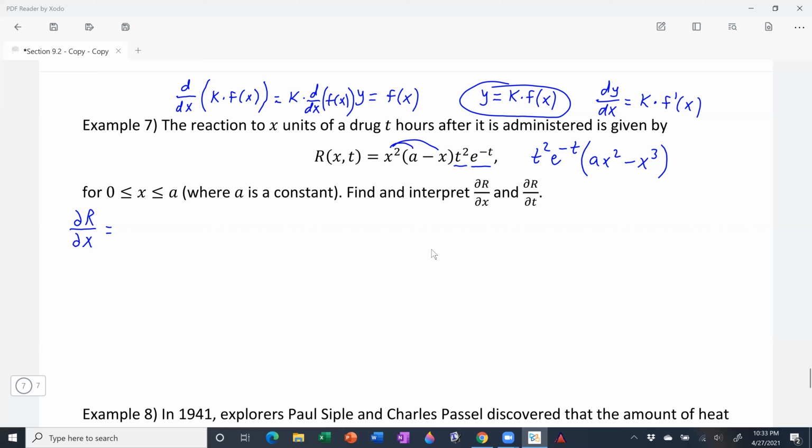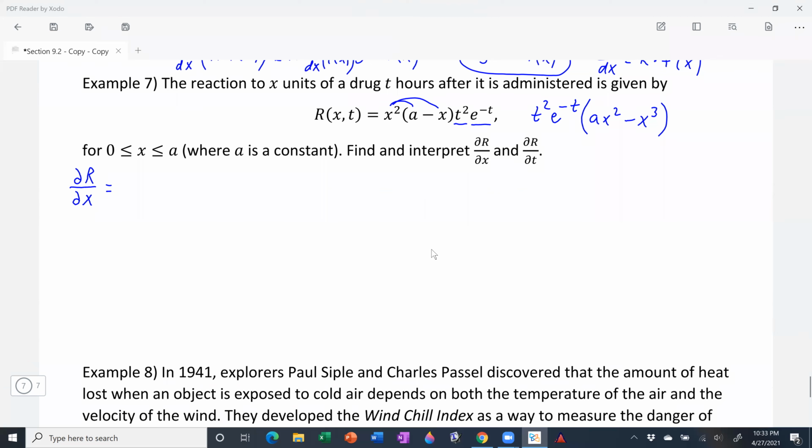So that was some scratch work there to just get some ideas for how we can handle a constant multiple times the stuff that we're actually holding as the variable. So with all of that being said, all I want to do is realize that that t squared e to the negative t, that's just a constant multiple.